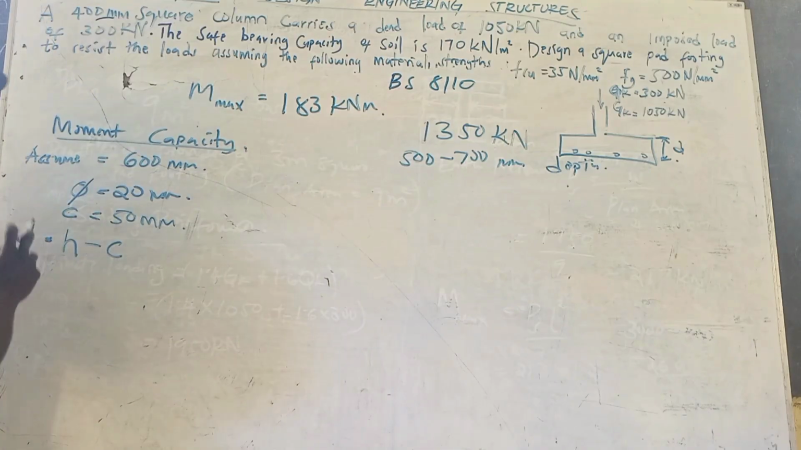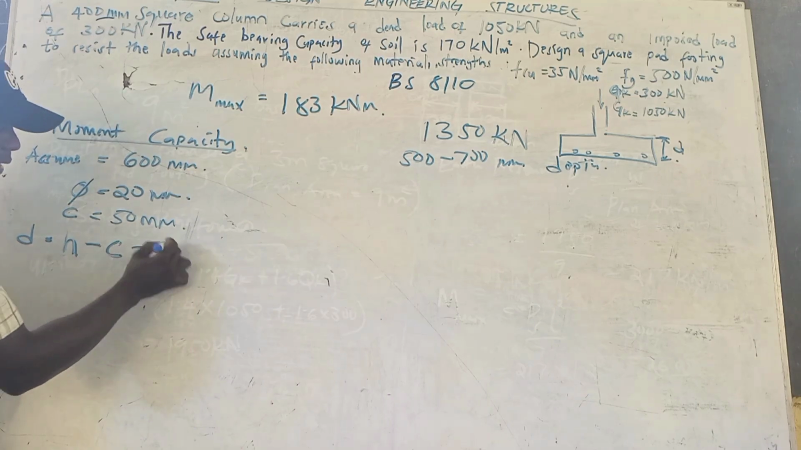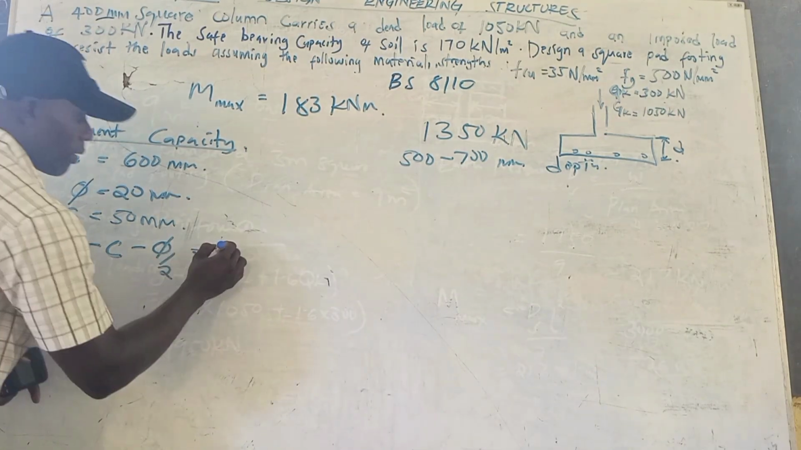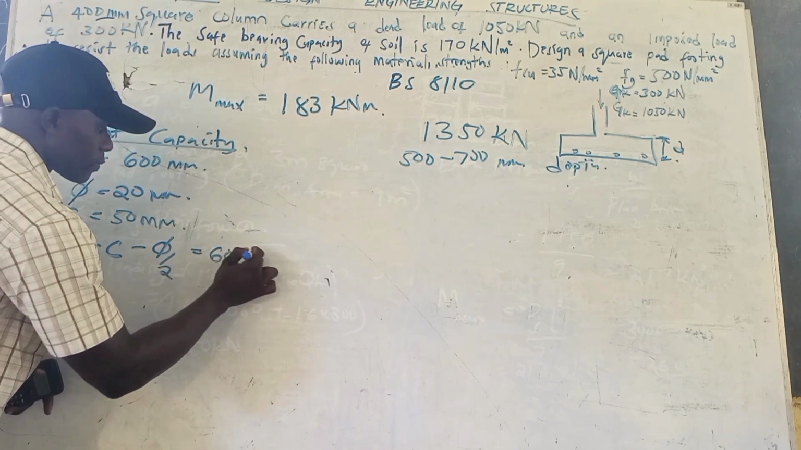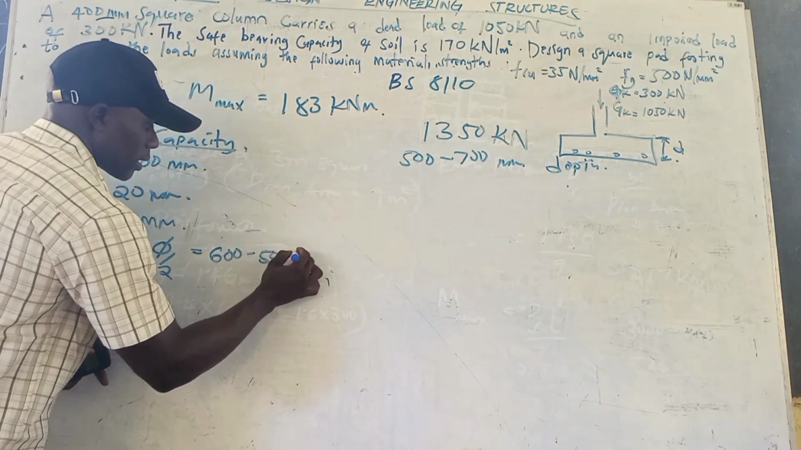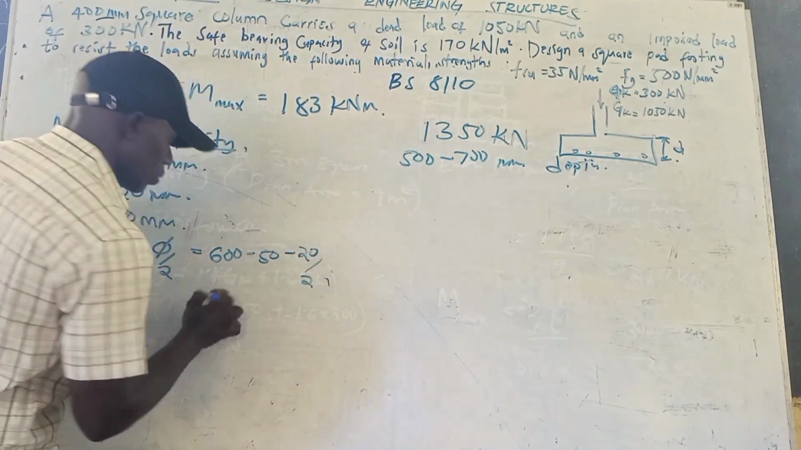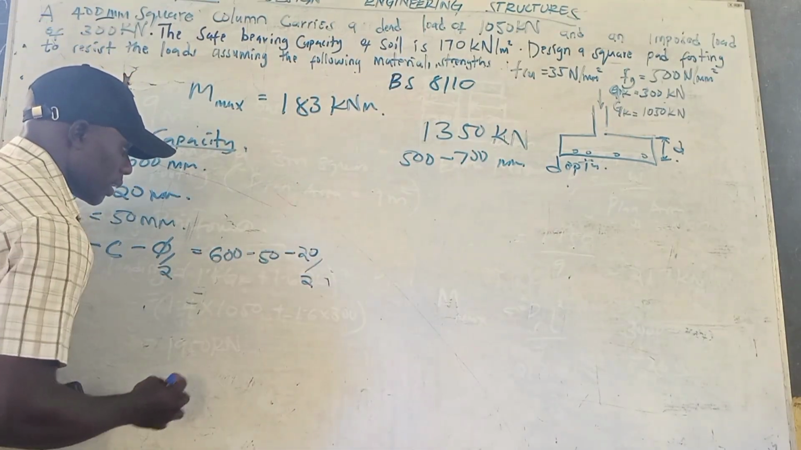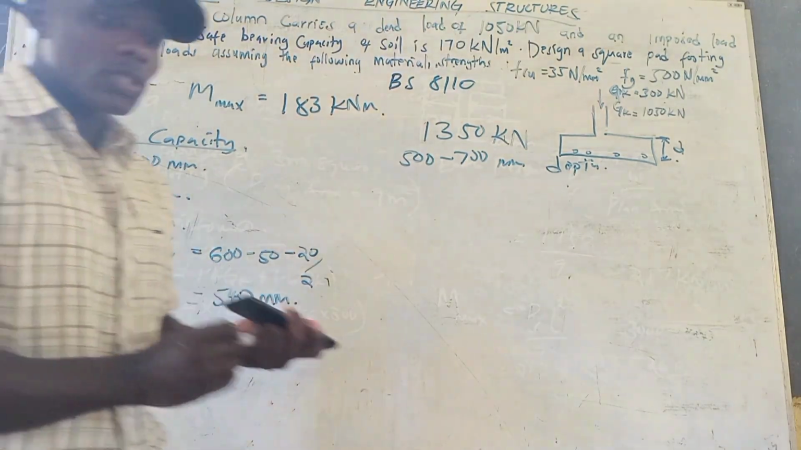So effective depth is the overall depth minus the cover minus diameter of bar divided by 2. In this case, our overall depth is 600 minus our cover of 50 minus diameter of bars as 20 divided by 2. So you're going to get 550 minus 10, that is 540 millimeters as your effective depth.